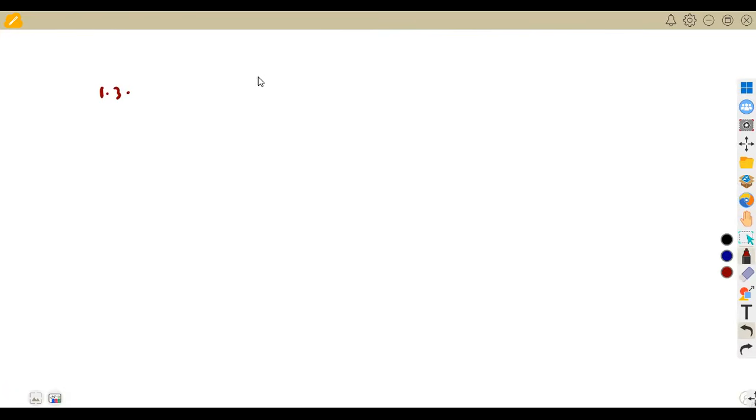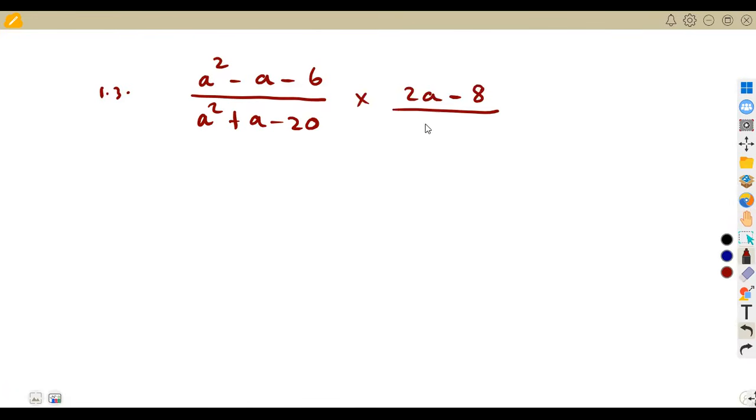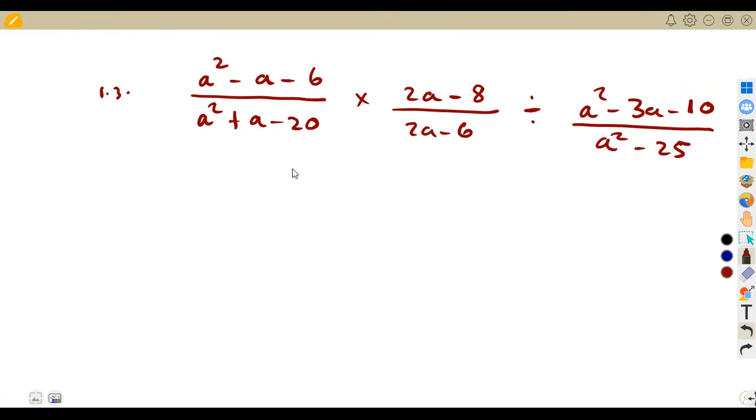The division. But the first part, all right, let us just have our question as it was: a squared minus a minus 6 over a squared plus a minus 20, divided by 2a minus 8 over 2a minus 6. So this was one of the nicest questions that we had. It was an obvious question because all the factorizations that we had here were just direct factorizations.